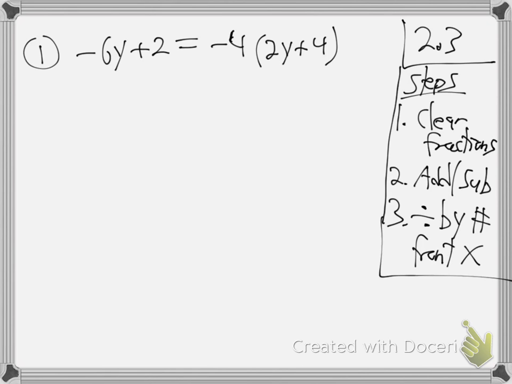So step 1, clear fractions. We don't have any fractions, but we do have parentheses. So you do have to go through the parentheses. Go ahead and go boom, boom, right? You know all about that. Distribute through those parentheses, so you can get y alone.